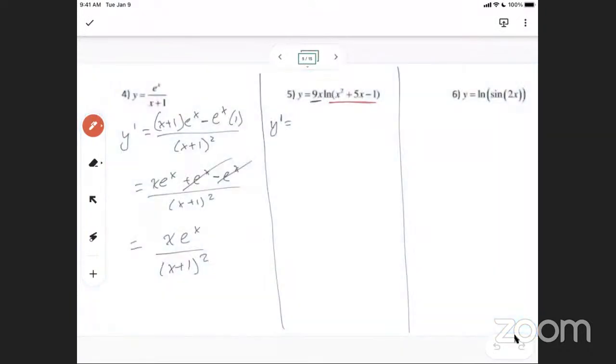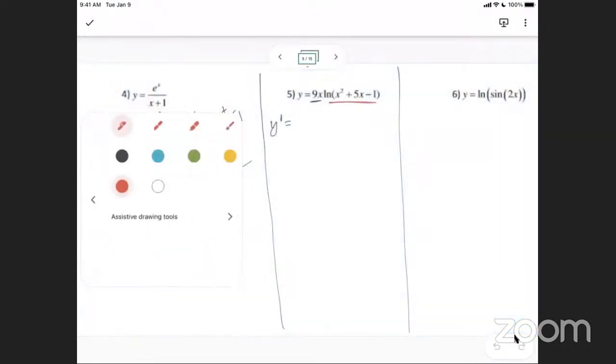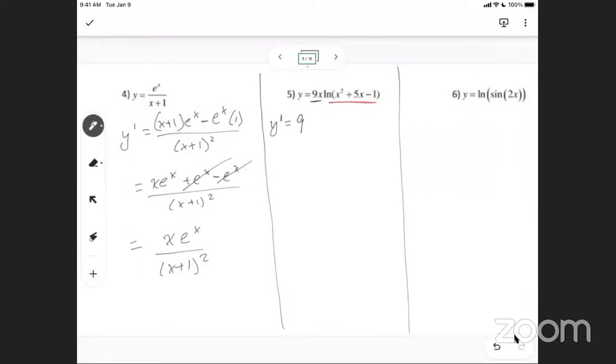So the derivative of the first is going to be 9. I'm taking the derivative of that and multiplying it by the second, which is ln of x squared plus 5x minus 1. I'm going to run out of space here quick, so I'll just erase that. And then I add to that the first term times the derivative of the second. So what's the derivative of ln of x squared plus 5x minus 1? What's the derivative of ln x?